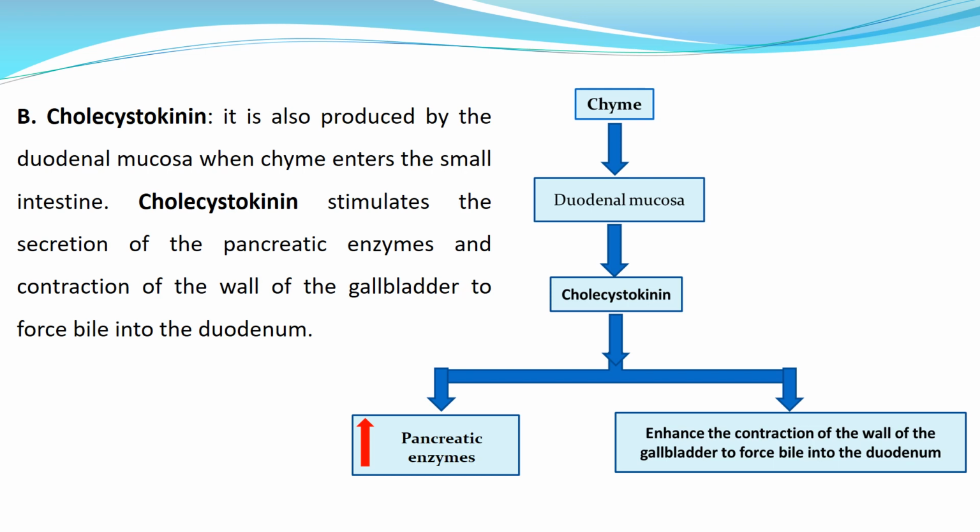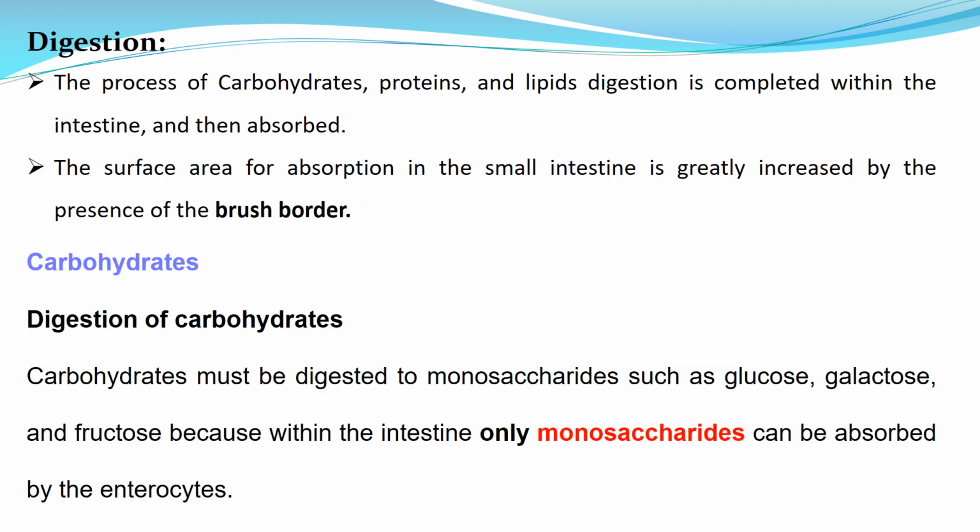So, secretin is involved with what? With bile production. Cholecystokinin, contraction of the gallbladder to release the bile into the small intestine. Then, what we have is the process of digestion.